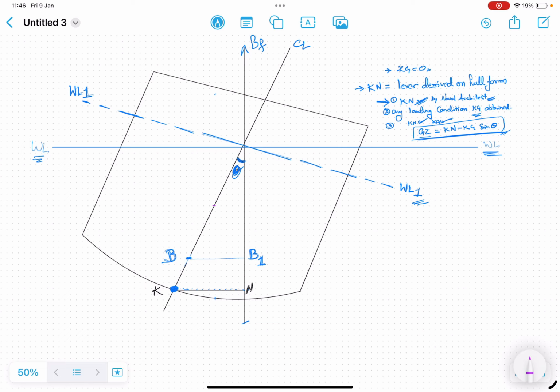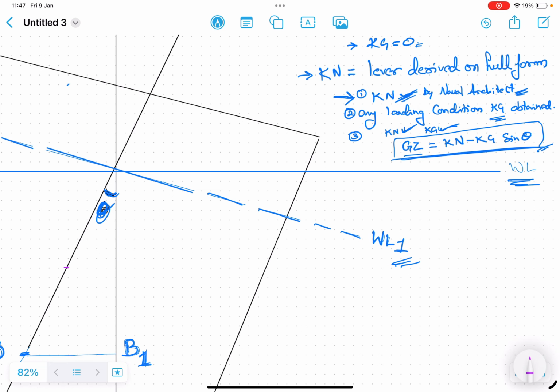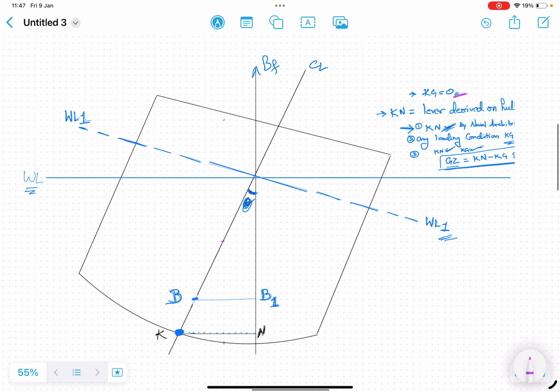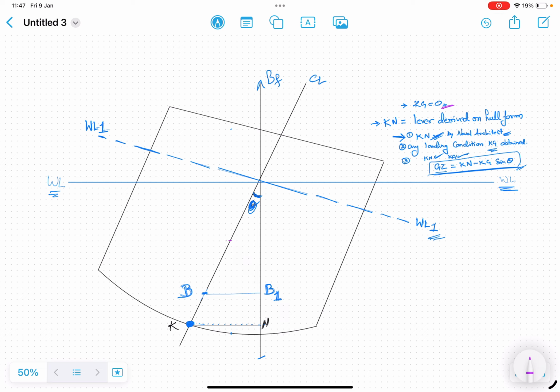KN cross curves of stability. KN cross curves are constructed for an assumed KG of 0. That means G, while constructing the KN cross curves of stability, is considered to be at the keel of the vessel, so KG becomes 0. KN is just a lever which is purely derived from the hull form. We can also say it considers the geometrical shape of the vessel, and it is obtained by the naval architects while the vessel is being built.